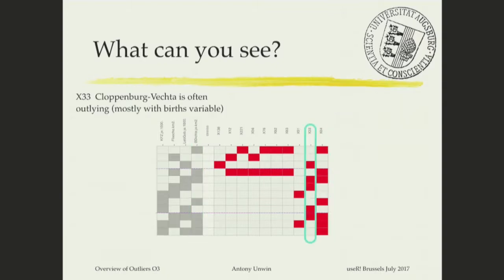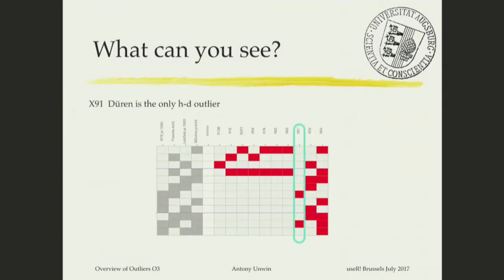What else can we see? Well, the second most often determined outlier, Kloppenberg-Wächter, it's mostly associated with the birth variable, not always the very bottom combination. That particular constituency was not defined as an outlier. Anything else? Well, we can take this one, Düren, and if you look closely at that, the 2 red marks in that column only occur for high-dimensional combinations. So actually, that's the only outlier which is not a 1-dimensional outlier of some kind. So it's kind of interesting.